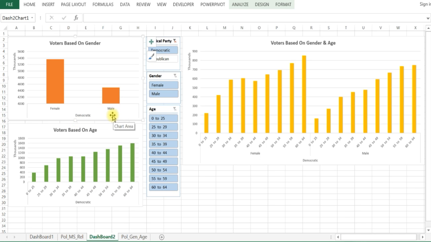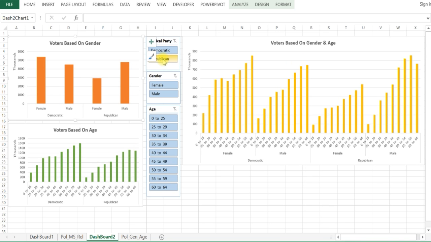If I just wanted to look at the Democrats, I could tell that again they have more female voters versus male voters. Clicking on both Democrats and Republicans, I can see over here when it comes to age, for Republicans this graph is more steep, so I could tell that they have fewer younger voters and more older voters, whereas for the Democrats, the graph is not as steep. So they have more younger voters, I can assume, versus the Republicans.